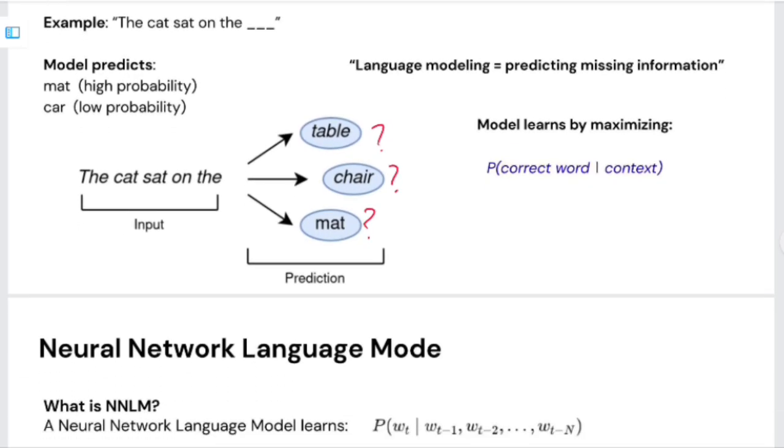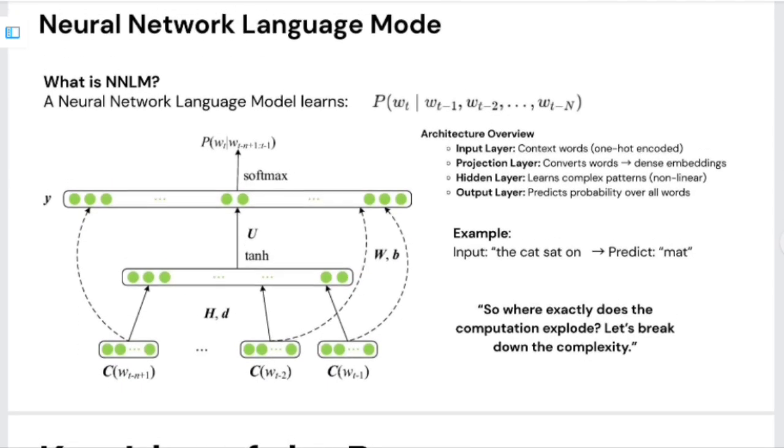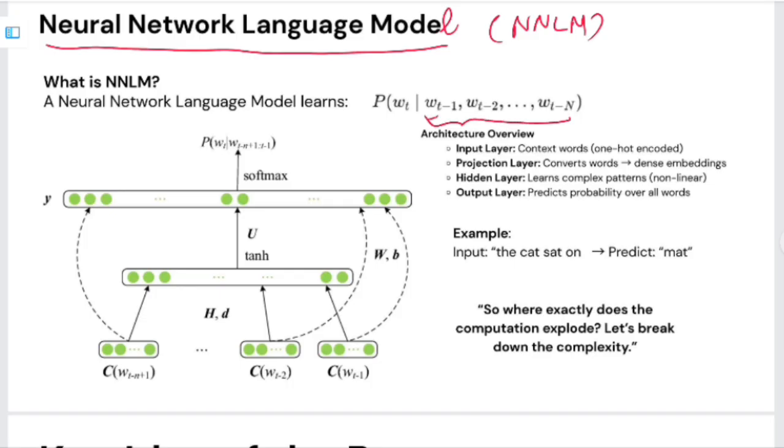Now, early neural models tried to do exactly this, but they ran into a major problem. Then comes the neural network language models, NNLM. Before word2vec, one of the main approaches was neural network language models, or NNLM. First, you take the context words, typically in one-hot form, and map them into dense vectors, dense embeddings. This is called the projection layer. So already we are learning embeddings here.